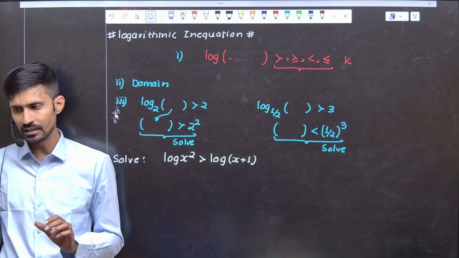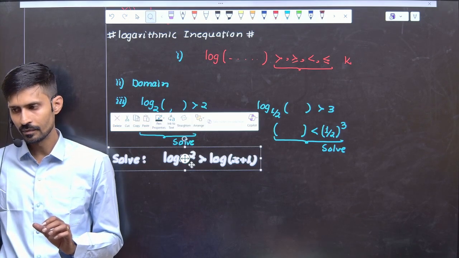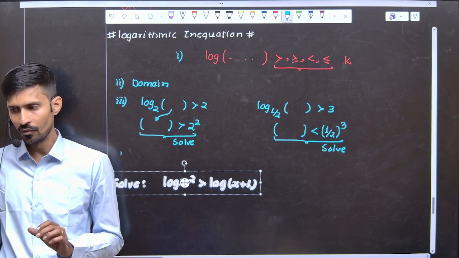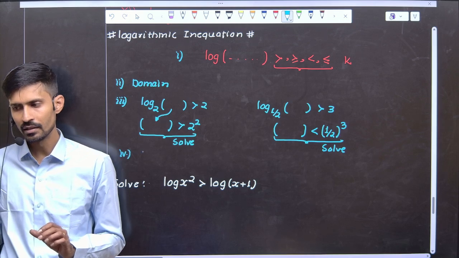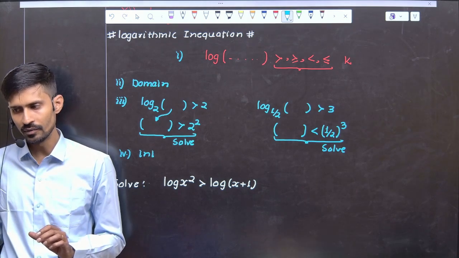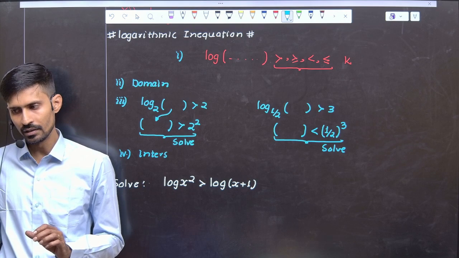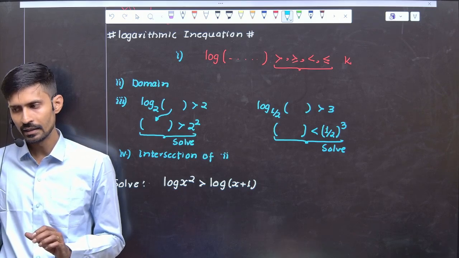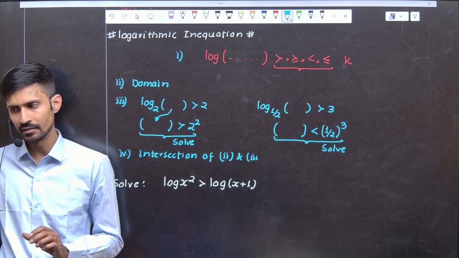After solving, this is the last step. When you solve, you will get some answer. Fourth step is the intersection of the second and third, which is our final answer. That's all.